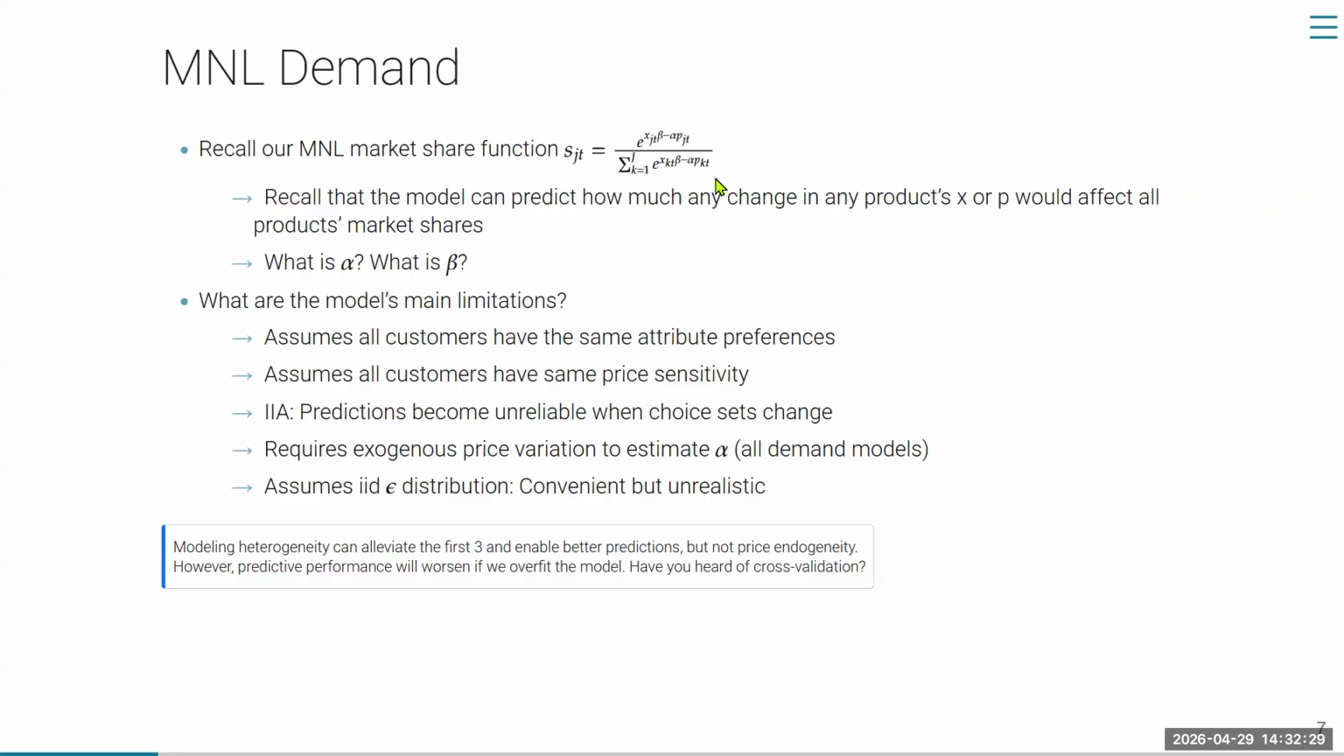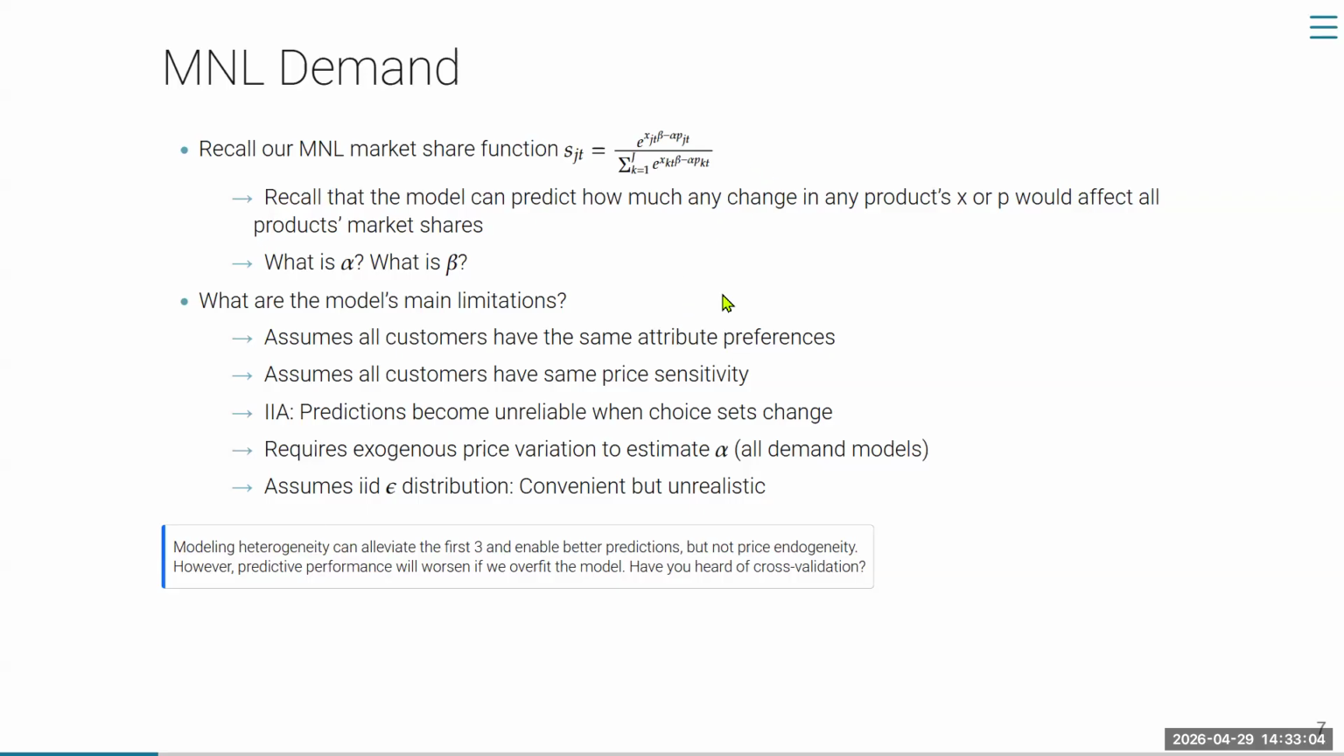And by doing that, every market share will have the characteristics of a probability. They will all be non-negative, they will all be less than 1, and collectively they will sum up to exactly 100%. And the reason this is such a powerful model is that given any change in product attributes or price for any product in the market, the model gives us specific quantitative predictions about how all other product market shares would change.